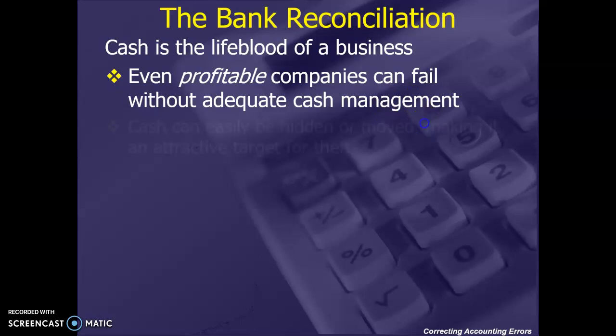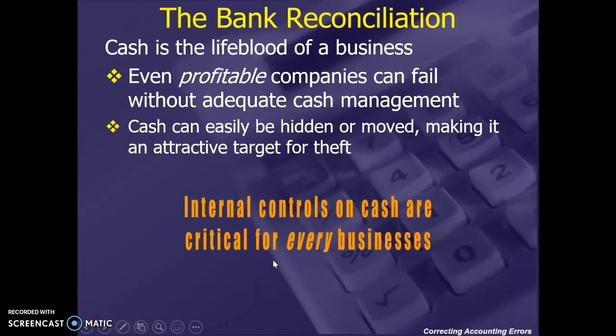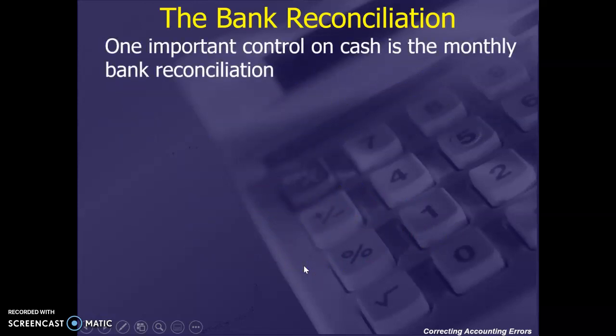And so that is why we need to watch it. It's also something that could be hidden or moved very easily, and so it's a top thing for theft. People are much more likely to steal cash from your company than they are to steal inventory or supplies or something like that. So we want to make sure that we have internal controls in place to protect our cash. And one of those ways is this bank reconciliation. So bank reconciliation should be done once a month.